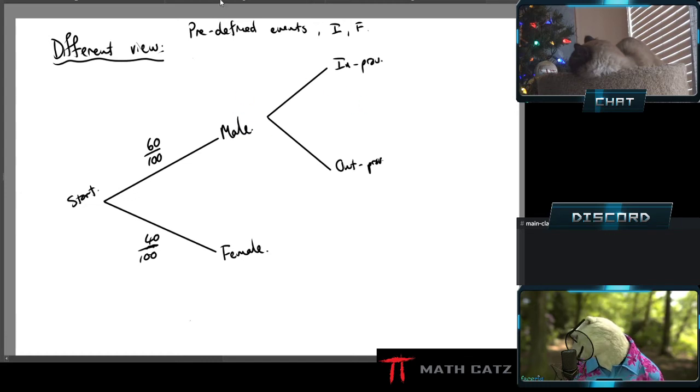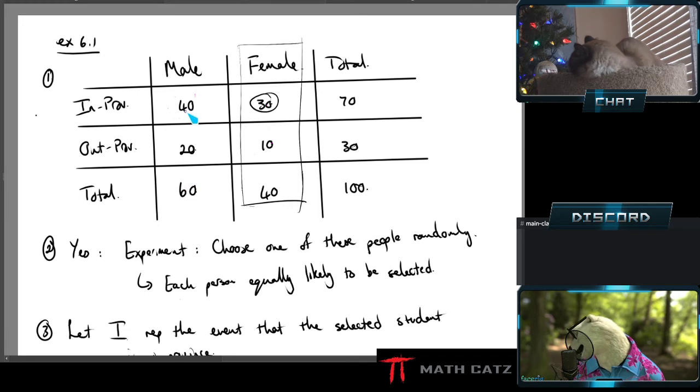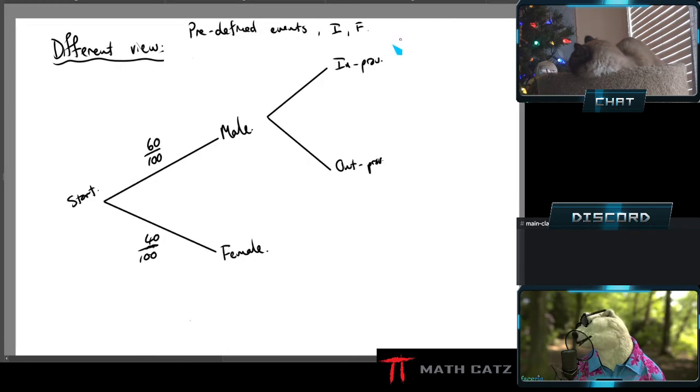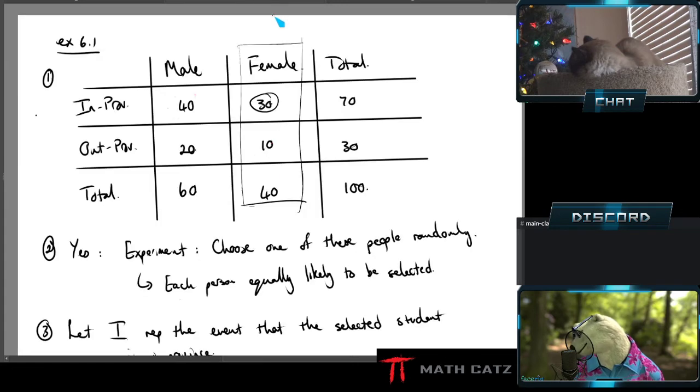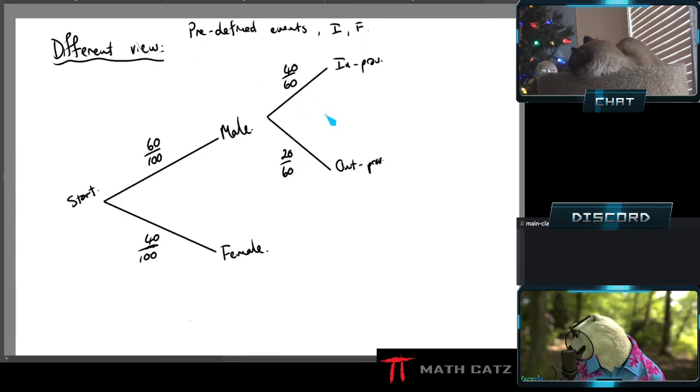So out of the males, there are 60 males, 40 are in province, 20 are out of province. So the chance of them answering in province, what did I just say? 40 out of 60. And out of province, 20 out of 60. Because I've taken the male step and now I'm asking them their next question. So it's all technically conditional probabilities. This is the probability, I'll write it informally, of being in province given it's a male.